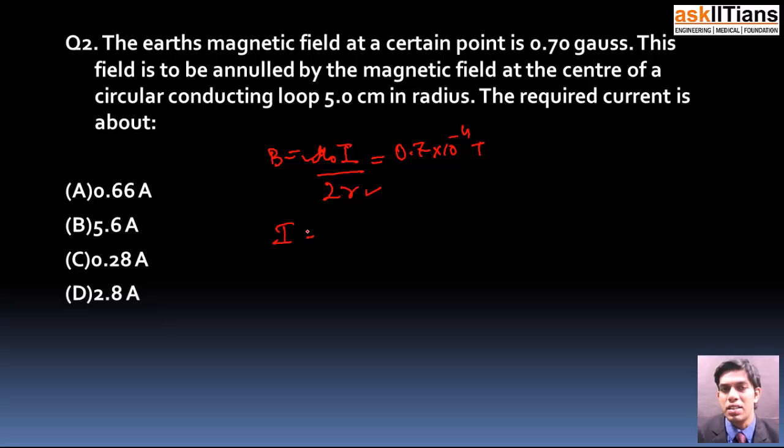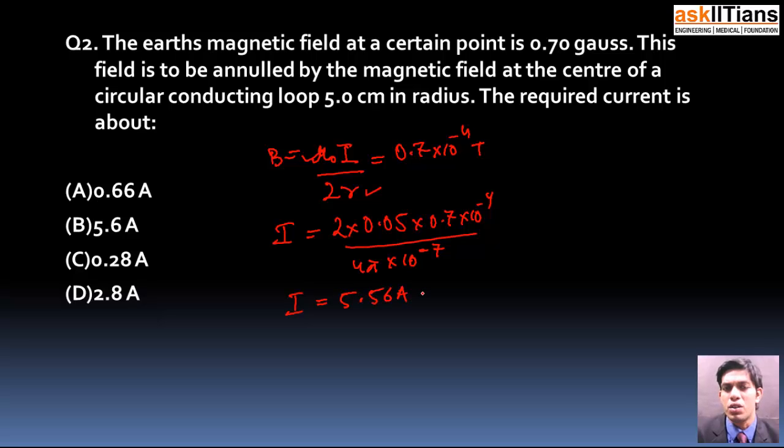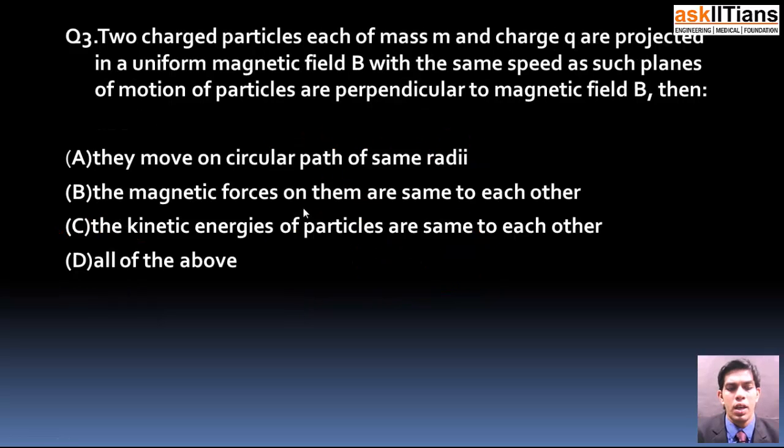So I is equal to 2 into 0.05 meters into 0.7 into 10 to the power minus 4, divided by 4 pi into 10 to the power minus 7. With this, we get the value of current to be 5.56 ampere, which is almost equal to 5.6 ampere. So B, 5.6 ampere is the correct answer. So let's try out the next problem.